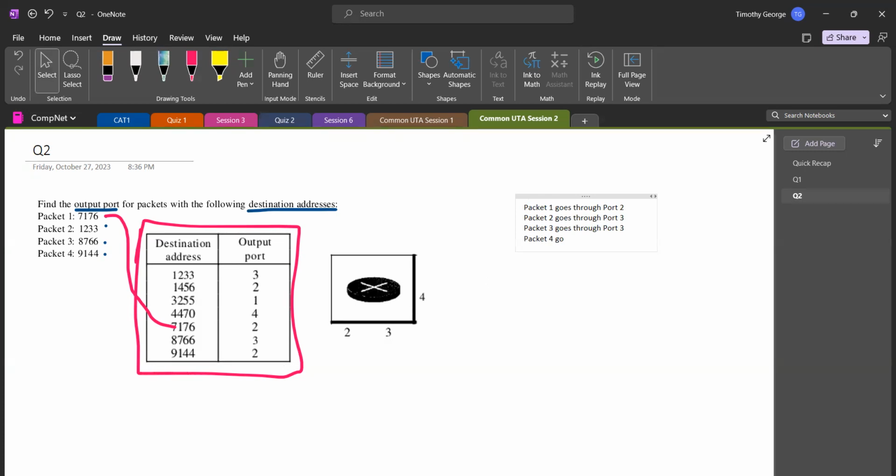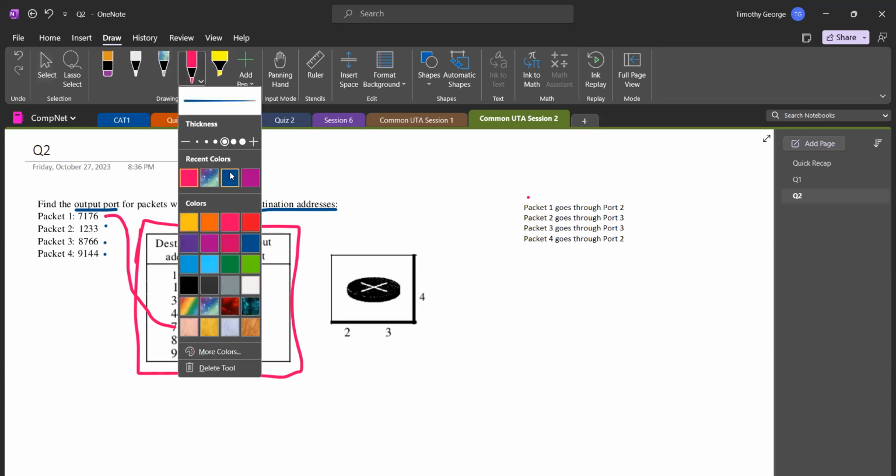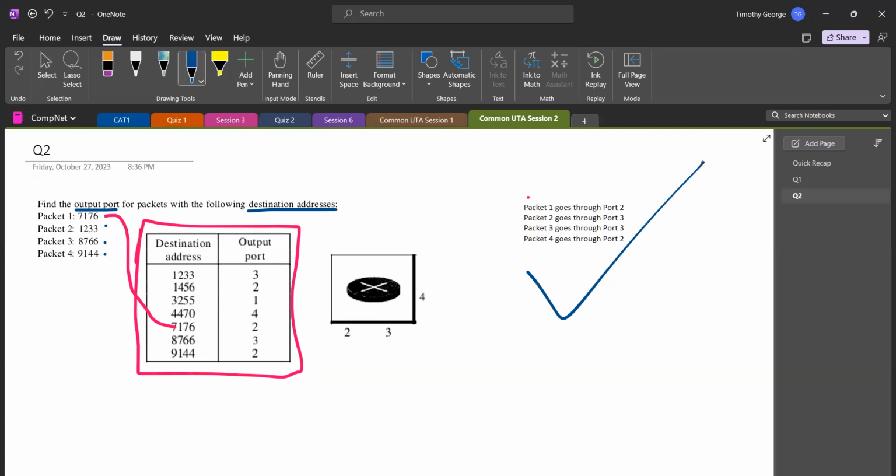Packet 4, where does it go? 9144. That's connected to which one? Output port 2. That is all in this question. That's all that you need to do. You don't need to remember anything actually. You just have to see. It's all about matching. See what the destination address for the packet is, and then see where the output port is.